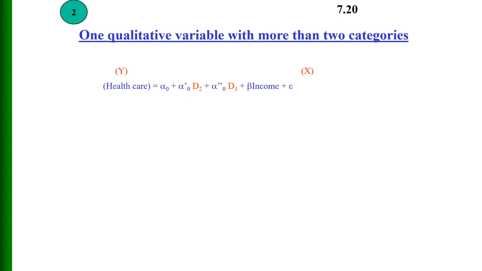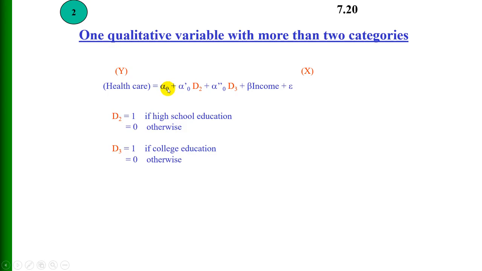Sometimes you have one qualitative variable with more than two categories. Say, for example, education category may be high school, college, and maybe higher than that or less than that. Let us suppose our dependent variable is healthcare, and this is a constant. D2 is equal to 1 if high school education, 0 otherwise. D3 is equal to 1 if college education and 0 otherwise, and this is the quantitative variable income, its coefficient. This is epsilon, this is x, and this one is y.